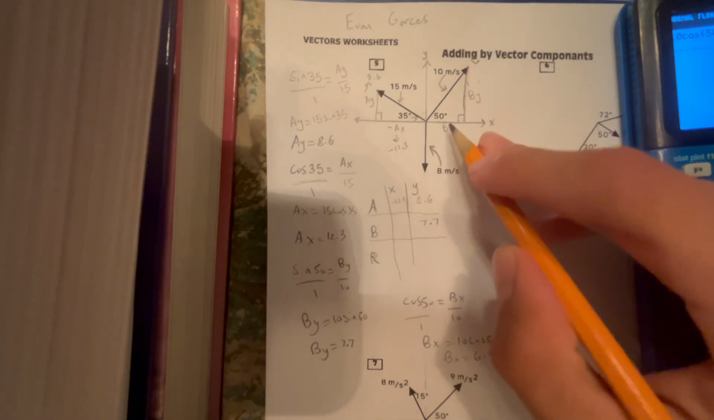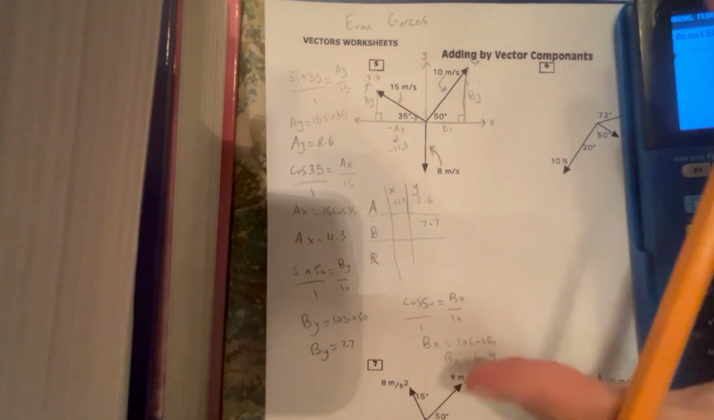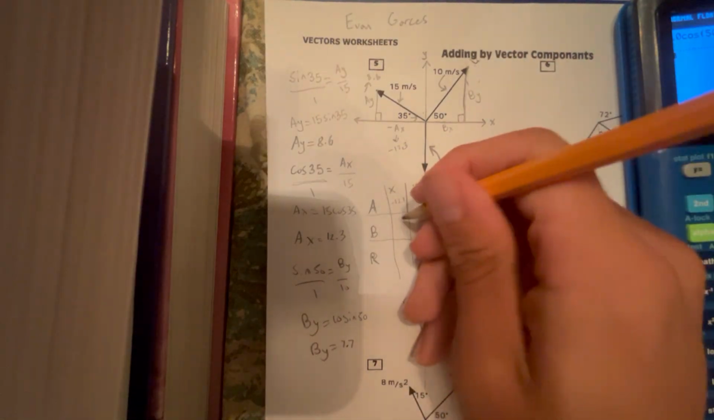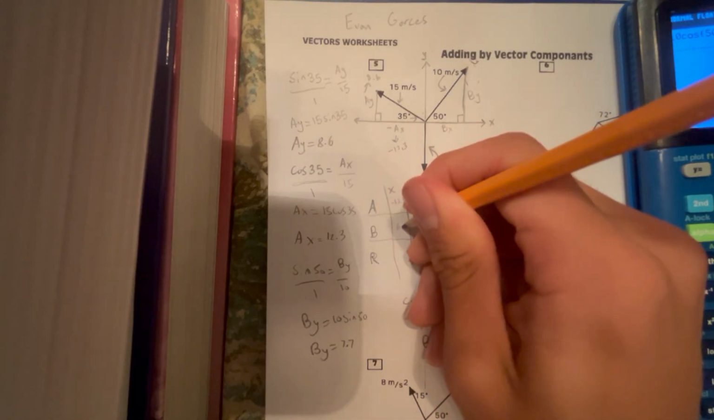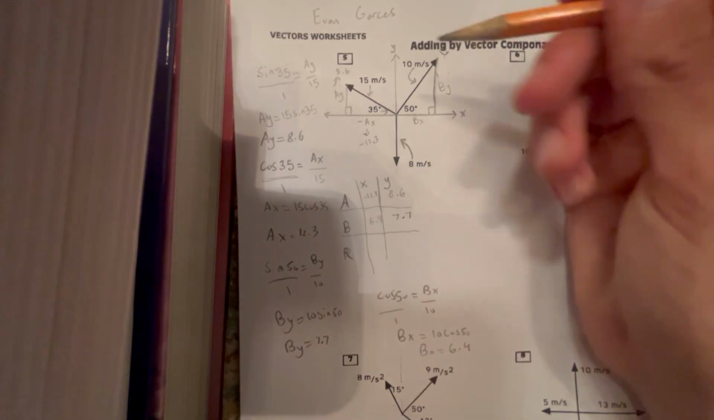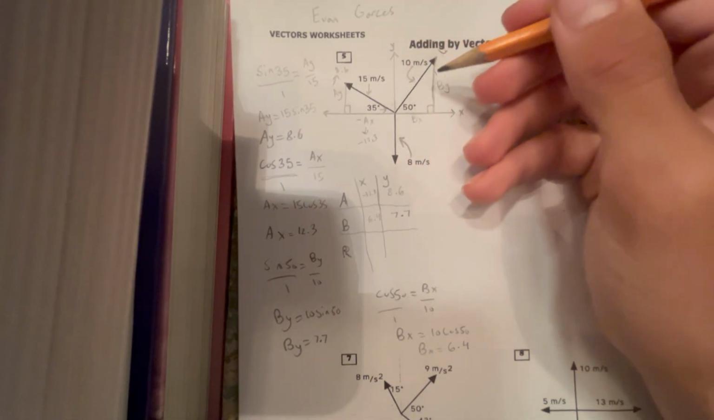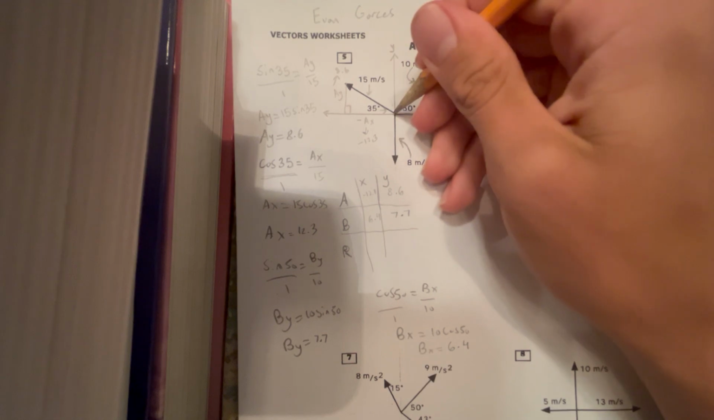And b of x is also positive because it's on the right side of the y-axis. So b of x is 6.4. Now, if you didn't notice, we actually have 3 vectors here. So you can't just ignore this one. If you notice, it's going down in a straight line on the y-axis, so you don't have to make a triangle for this one because it's going perfectly south, literally on the y-axis. So this one is just going to be -8.